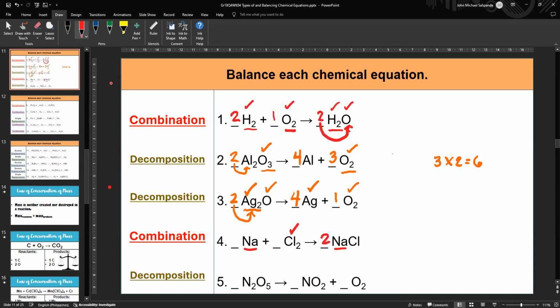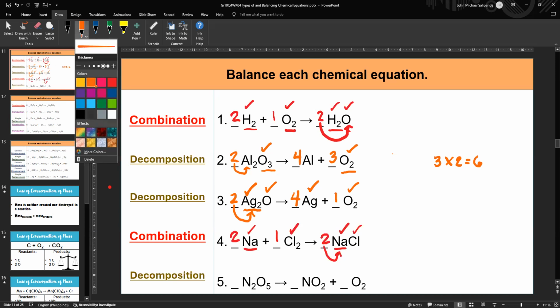And with chlorine now balanced, nadamay si Na because naglagay tayo ng 2 sa NaCl. So because there are now 2 sodium atoms on the right and there's only 1 on the left, we also have to multiply sodium atom by 2. So, and leave Cl2 with 1. And with that, all atoms are now balanced. Number 5.